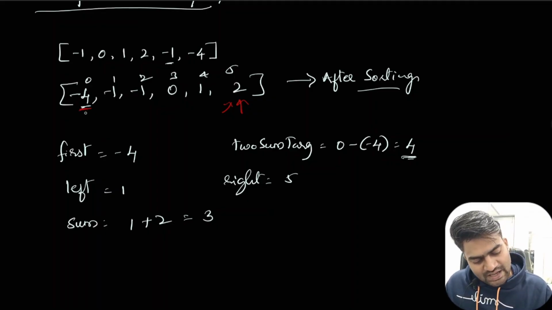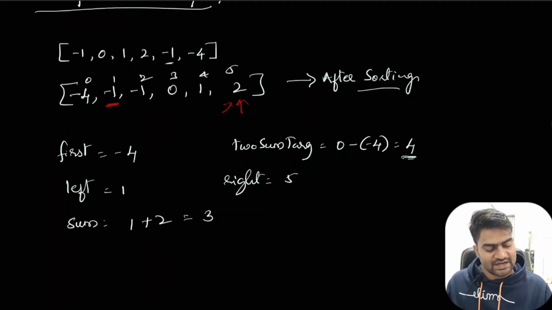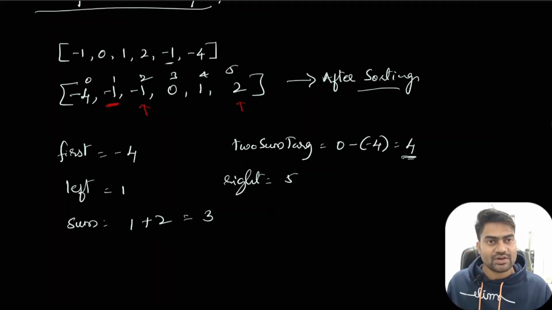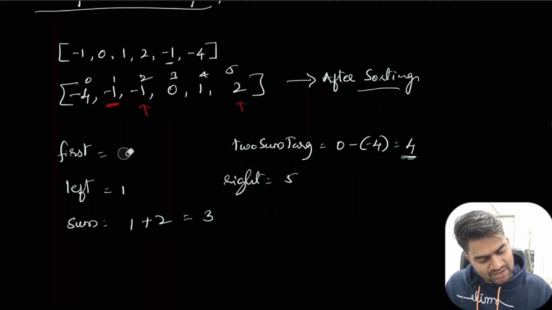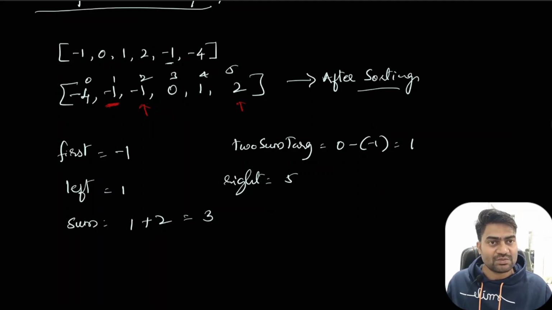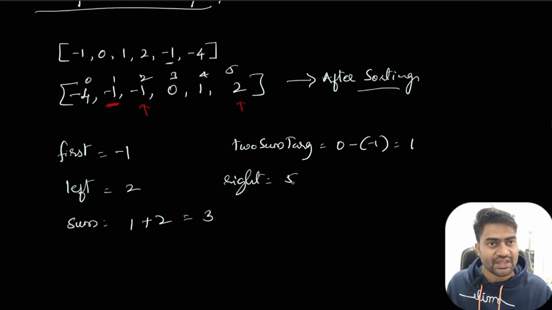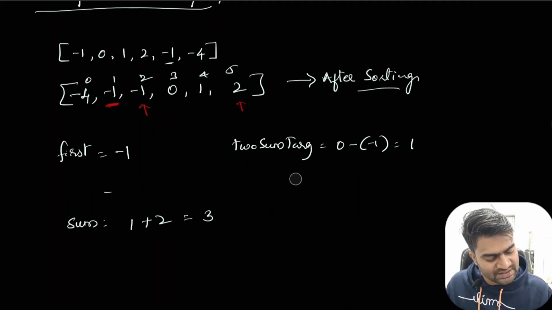Now I will move this pointer to the second number. Now again I will repeat the process. My first number now will be this one, -1, and this time my two-sum target becomes 1. My left pointer now points at index 2 and right points at index 5. We can see that here only.